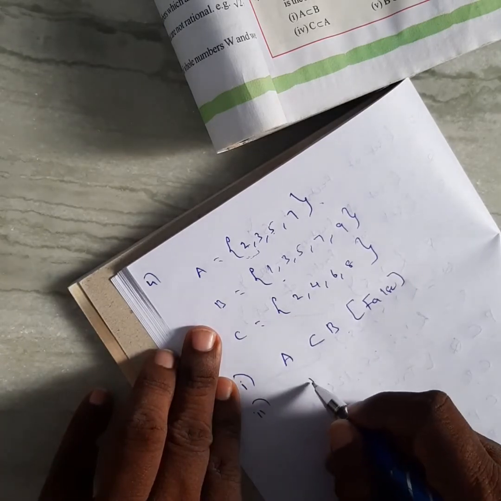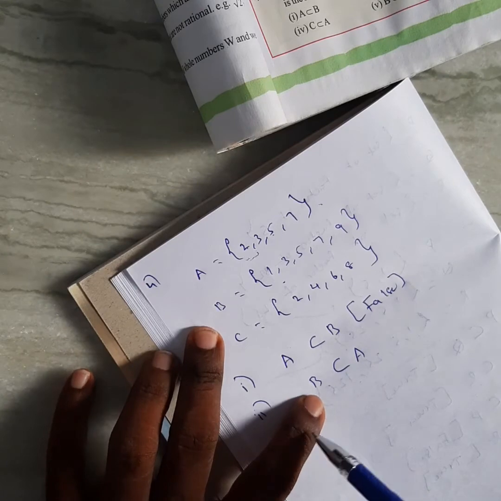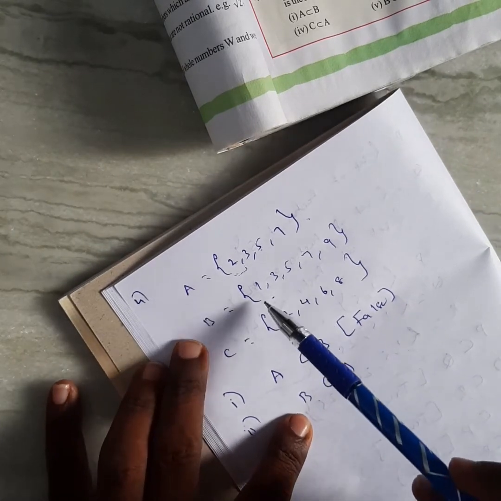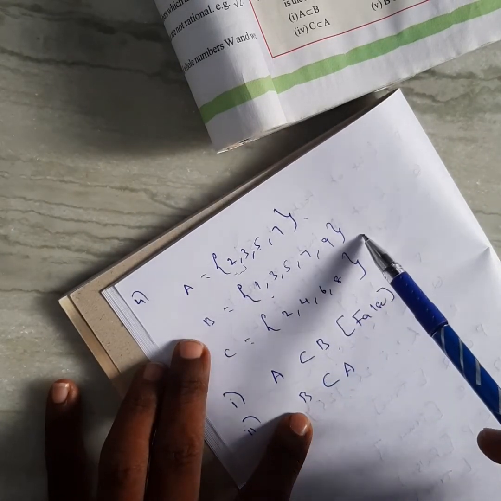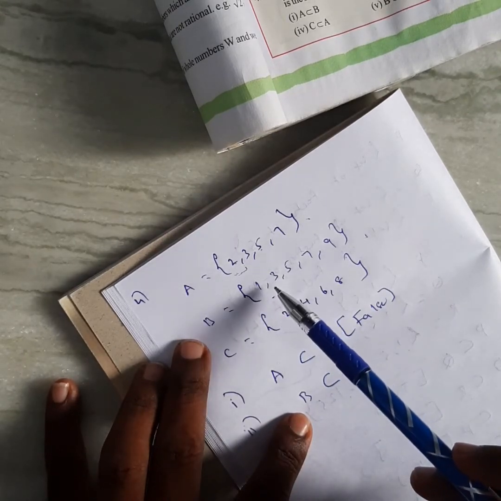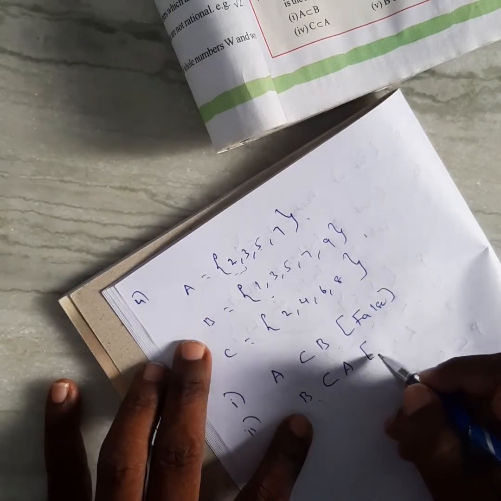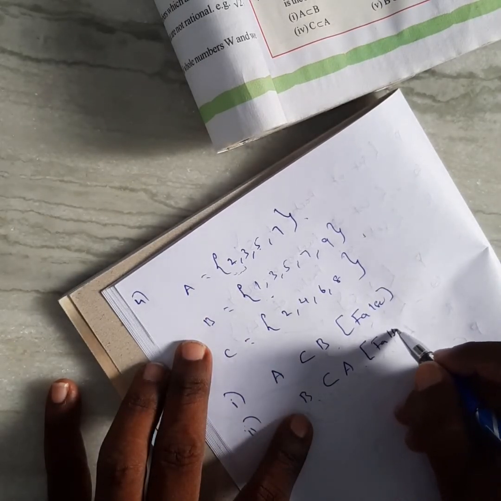The second one is B is contained in A. That means every element in B must be in A. What are the elements in B? 1, 3, 5, 7, 9. 1 is not there, 7 is there, 9 is not there. So this is also false.